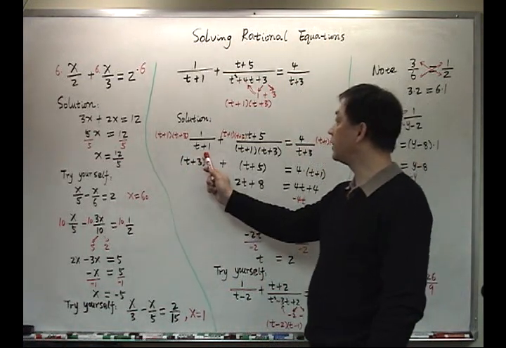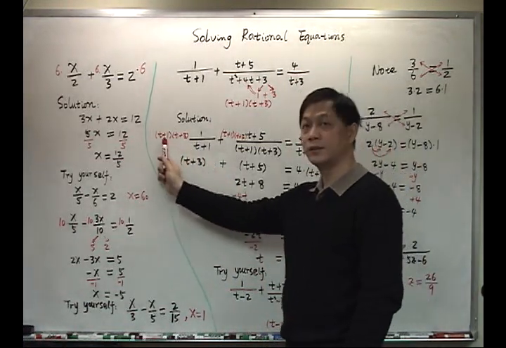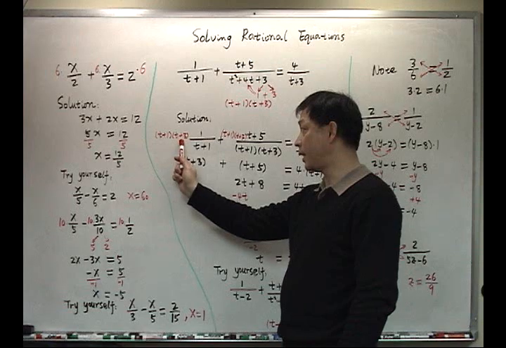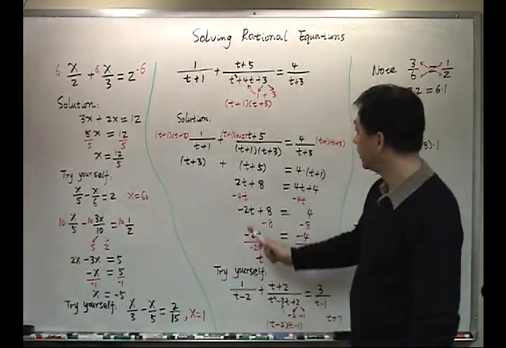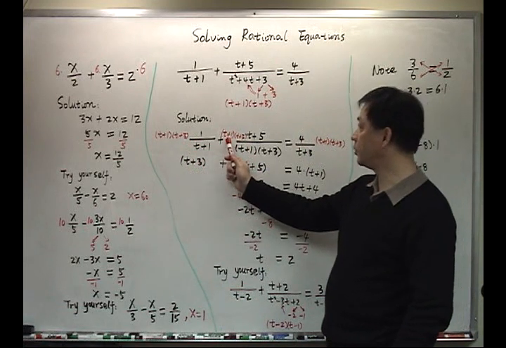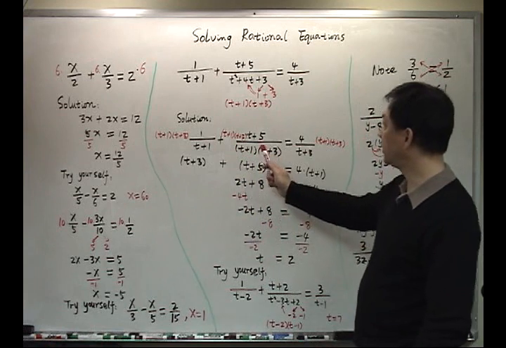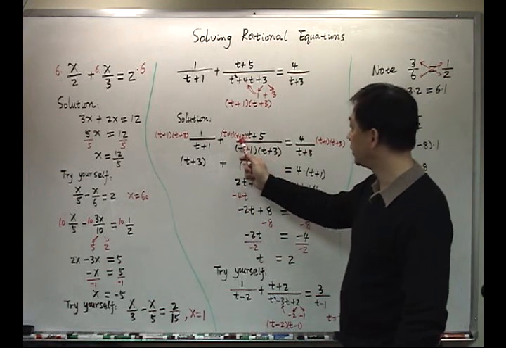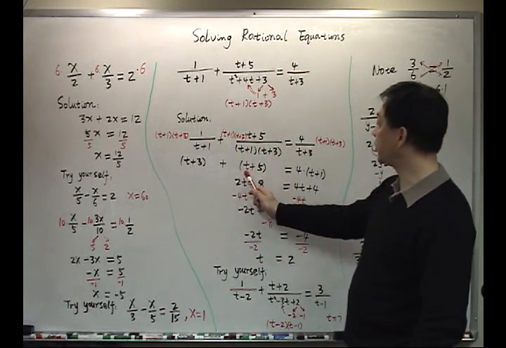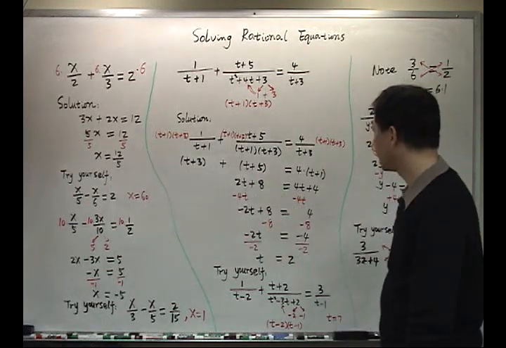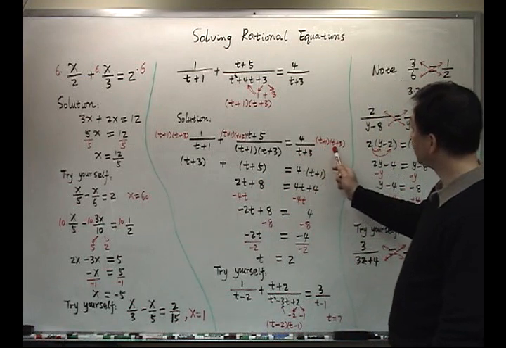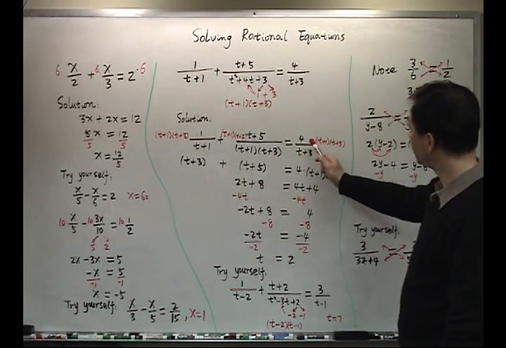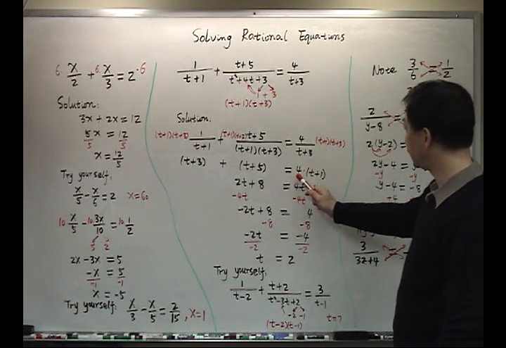Now t plus 1 and t plus 1 cancel each other. You have t plus 3 times 1, which is t plus 3. T plus 1 downstairs and t plus 1 upstairs cancel each other. T plus 3 cancels each other. So you have a t plus 5 left over here, equals t plus 3 downstairs and t plus 3 upstairs cancel, so you have 4 times t plus 1, which is right here.